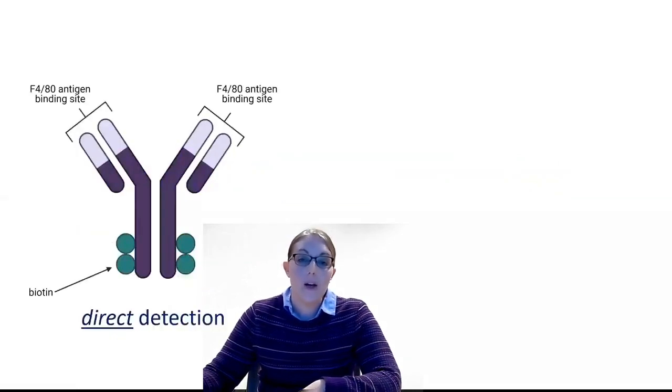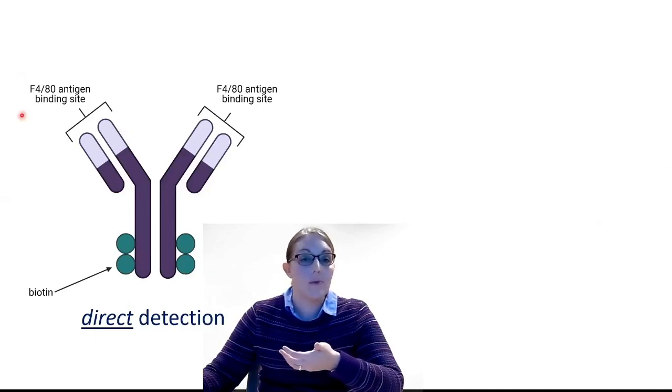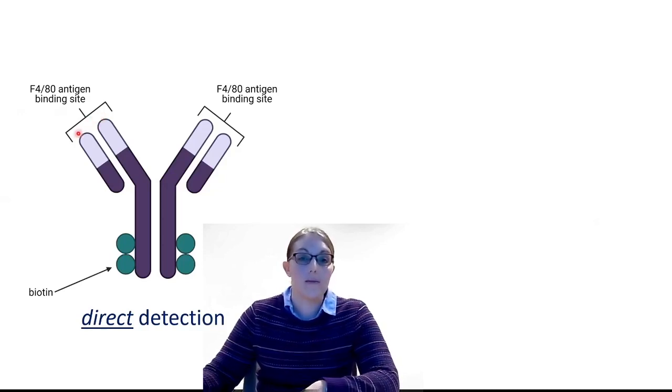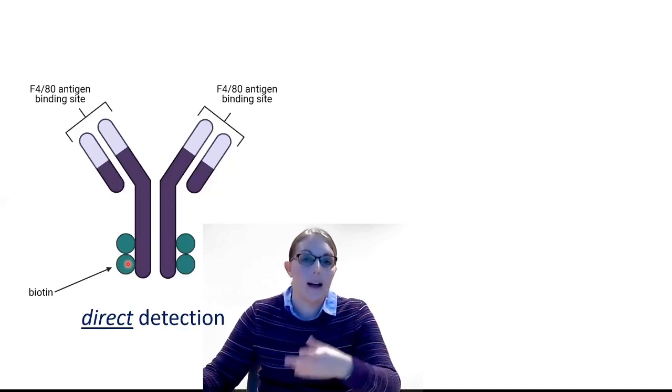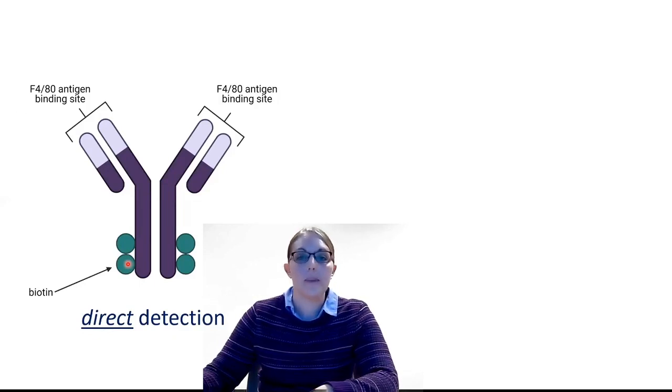In the prac today, you're going to be using direct detection immunohistochemistry. In particular, you're going to use an F480 antibody. So the antibody recognizes F480, which is a very commonly used marker for macrophages and monocytes. It's already conjugated to a molecule called biotin, and this helps you see where that antibody has actually bound within the tissue after a few more chemical processes.